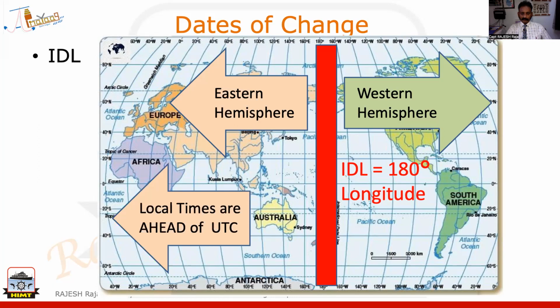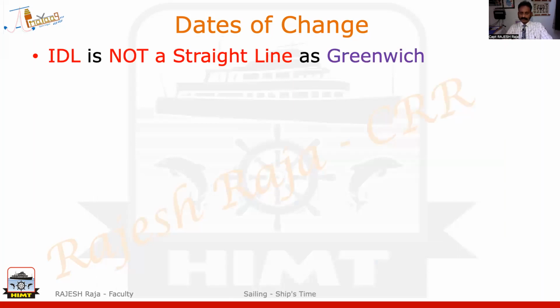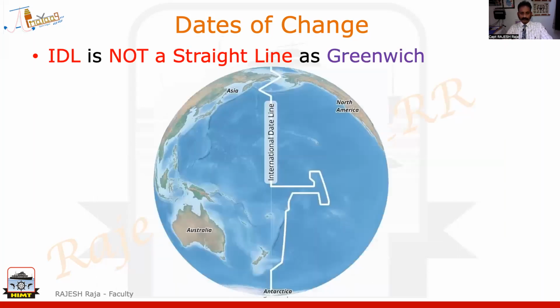Okay. So here in the Eastern Hemisphere, all the local times are ahead of UTC, and here they are behind UTC. So a little bit of imagination is needed. If I change this exact same picture back towards my 0 meridian, it will be exactly opposite. So please think about it. The dateline is not a straight line like Greenwich. So let us quickly look at a picture. Please remember, I'm not going into details about politically which country is coming here and there. No, just to tell you that it is not a straight line.